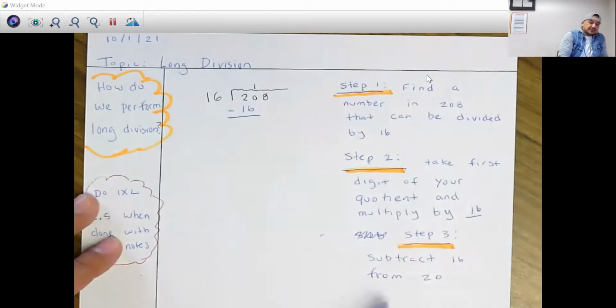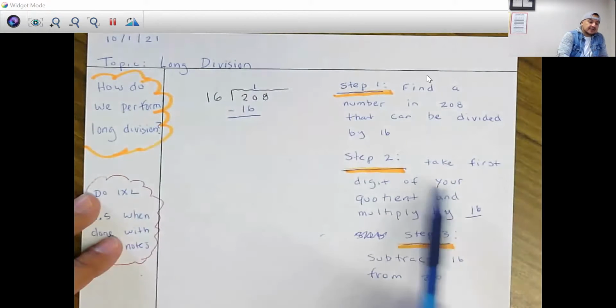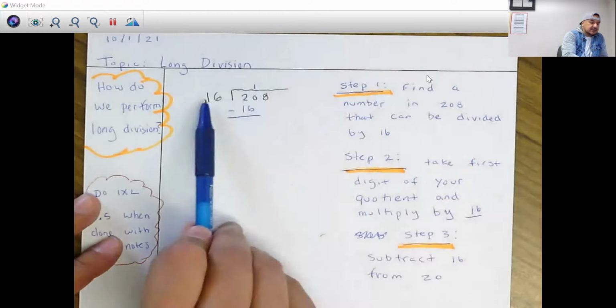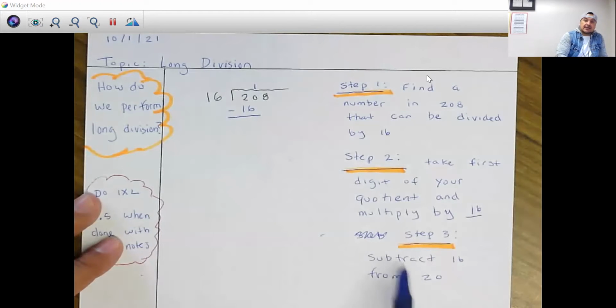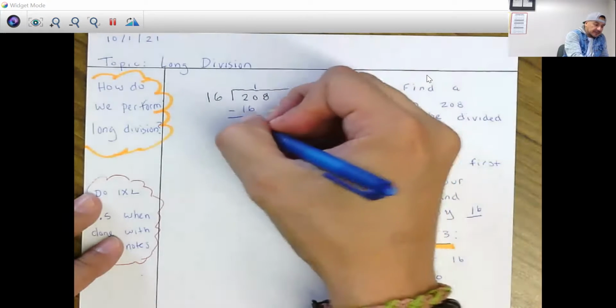So let's finish step 3 first. Let's review real quick. So we found a number in 208 that 16 can divide into, right? Which was 20. 16 goes into 20 one time. Then we took that first digit from the quotient and we multiplied it by 16. So 1 times 16 is 16. And then we're going to subtract 16 from 20, right? So 20 minus 16 is 4.